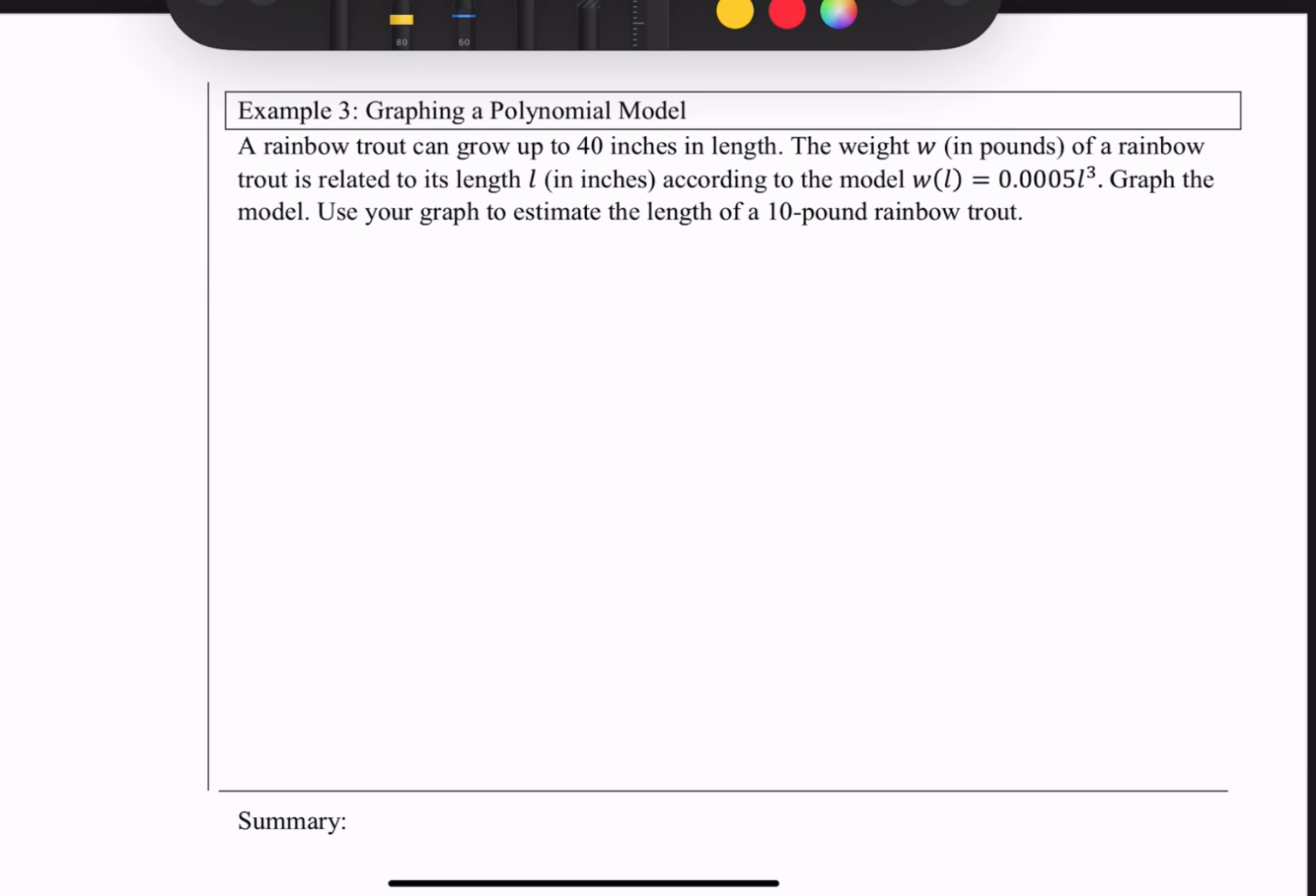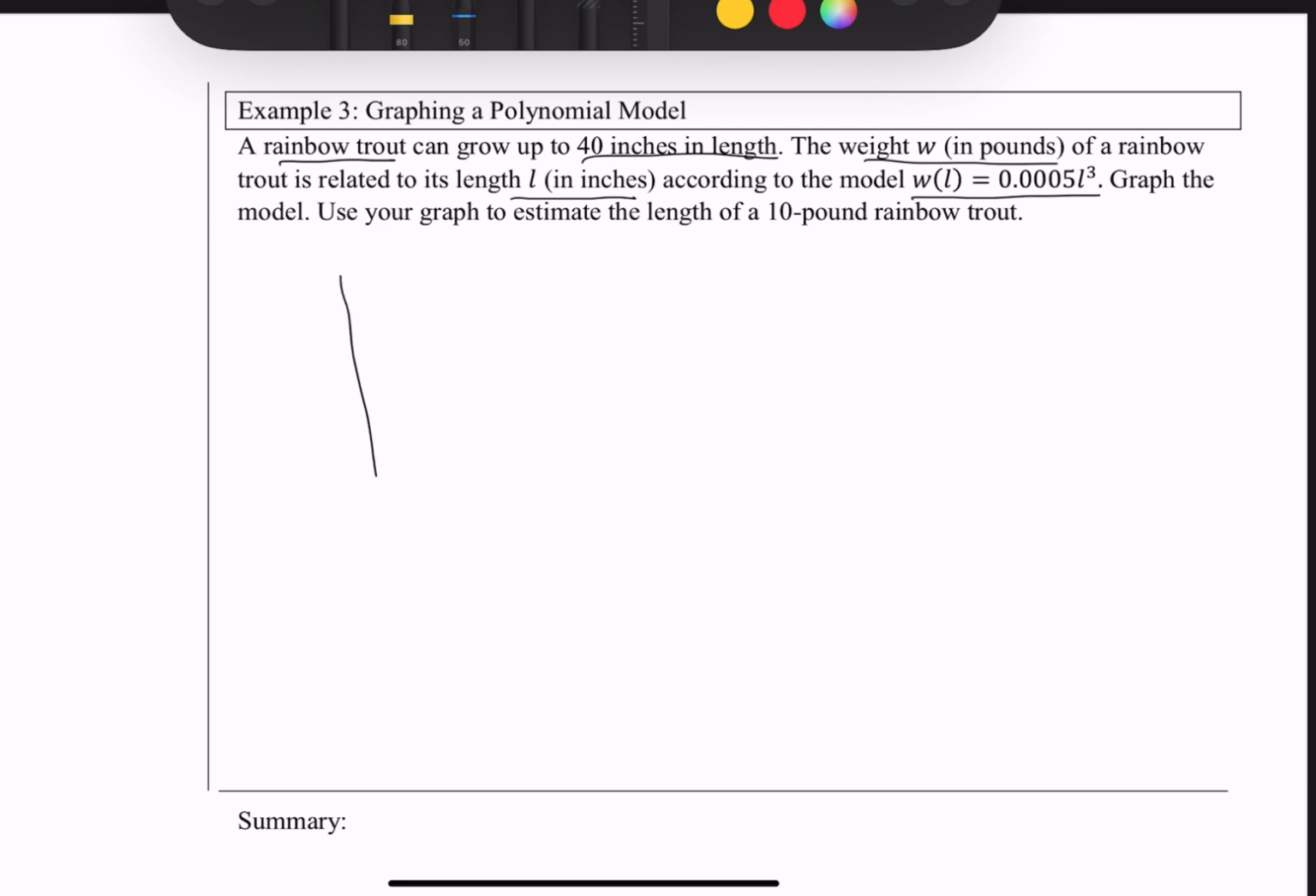All right, our last example is a word problem. So we're dealing with some rainbow trout. Yum. And they can grow up to 40 inches in length. And the weight in pounds of a rainbow trout is related to its length in inches. And they have given us a model. Somebody figured out this model, that's the relationship between the weight of a rainbow trout and its length. We're going to graph the model. We're going to actually use a graphing calculator.